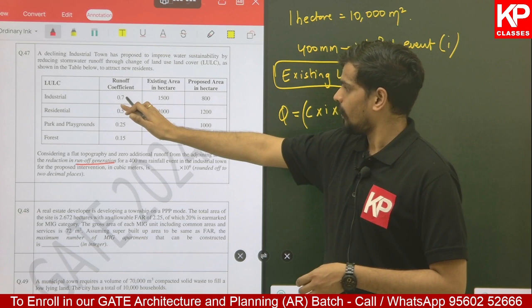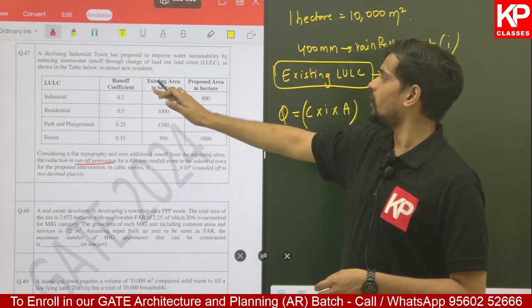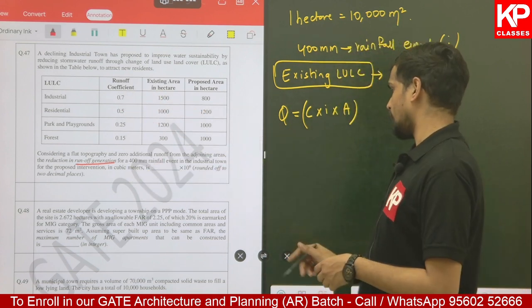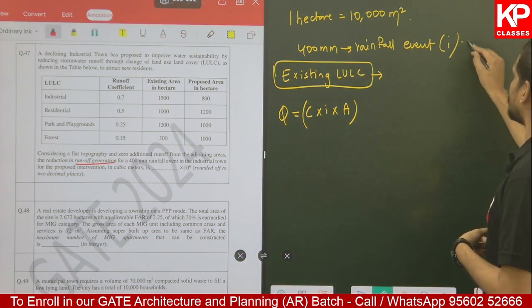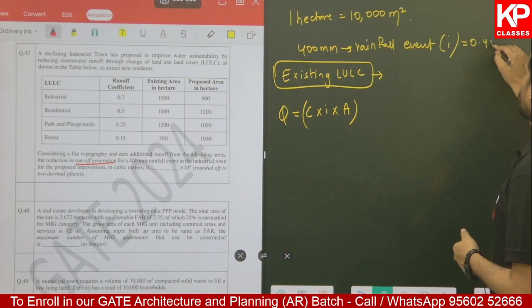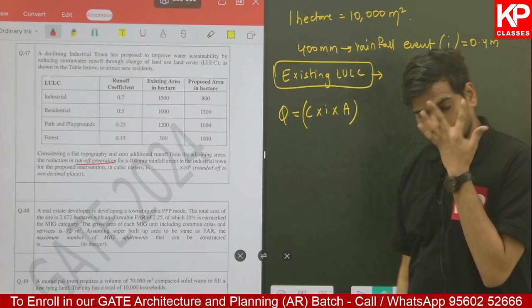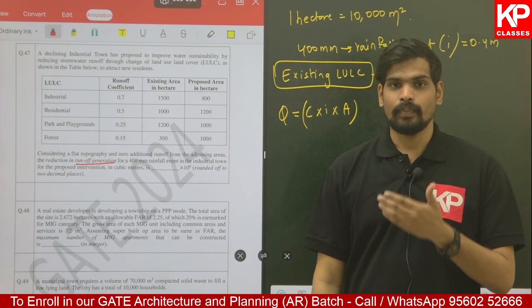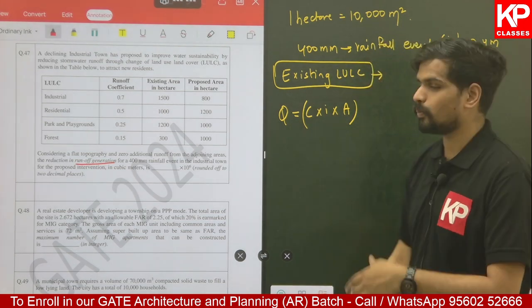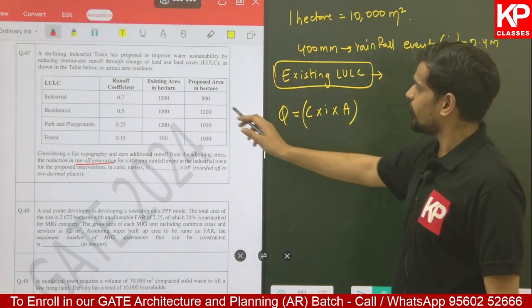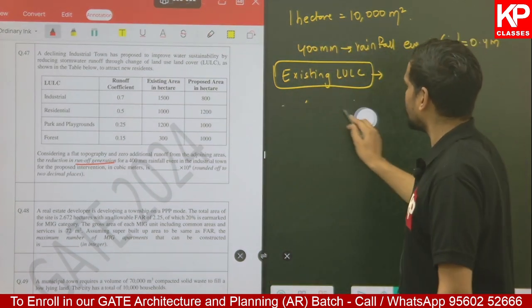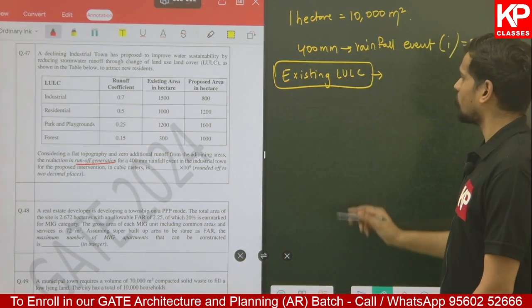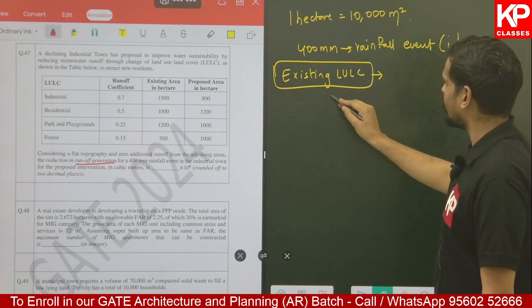Coefficient of runoff multiplied by the intensity of the rainfall multiplied by the area in square meters. Intensity also I will change into meter. So the intensity I value is 0.4 meter, 400 divided by 1000, millimeter to meter you need to divide by 1000. Area you need to multiply with 10,000 to get the area in square meter. So C into I into A, let us find out the quantity of runoff for the existing LULC.